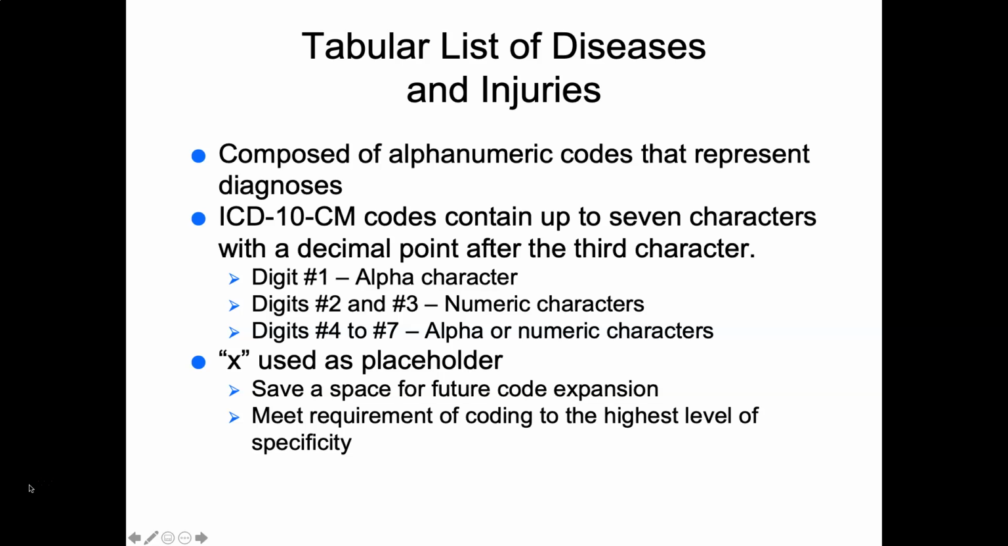Tabular list, this is where you get to the actual alphanumeric codes. ICD-10 codes have 7 characters with a decimal point always after the 3rd character. The first character is always going to be alpha. The next ones will be numeric, and then after that they can be alpha or numeric. X is used as a placeholder.